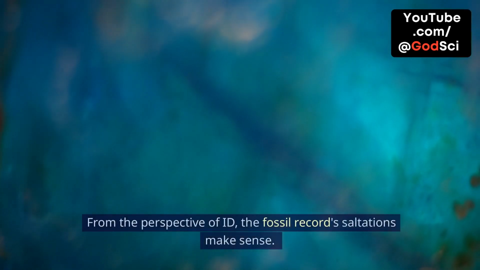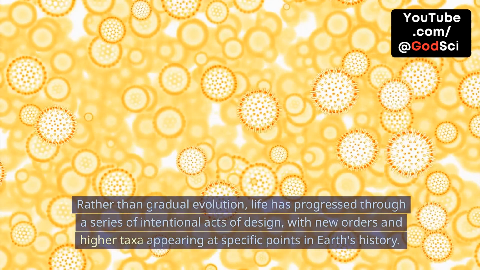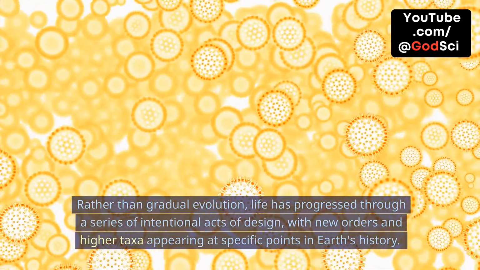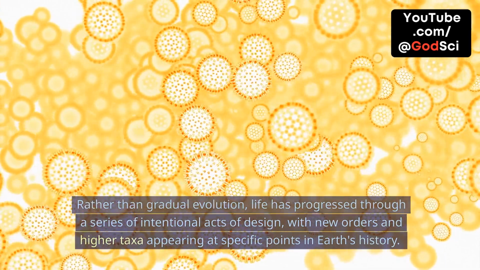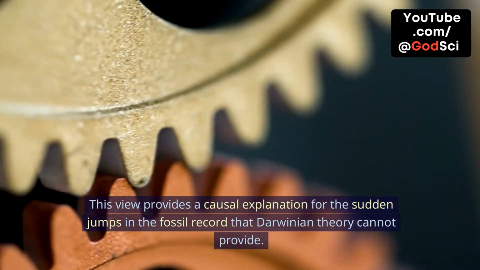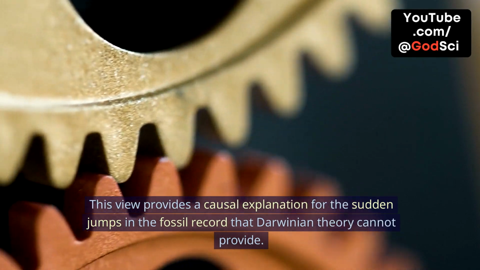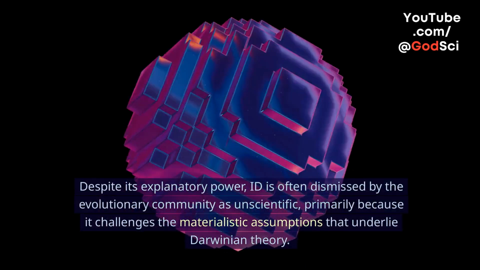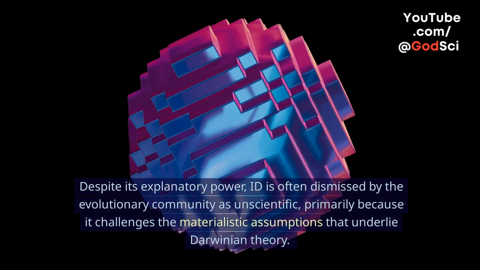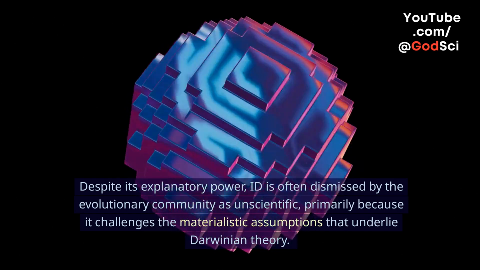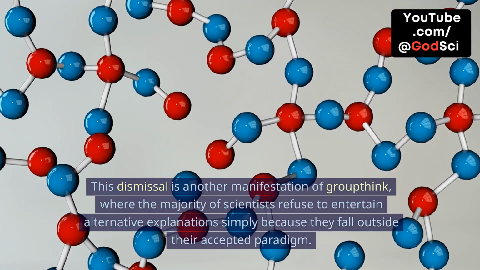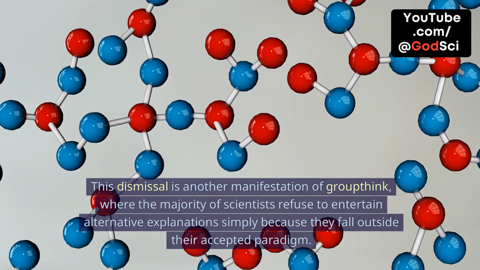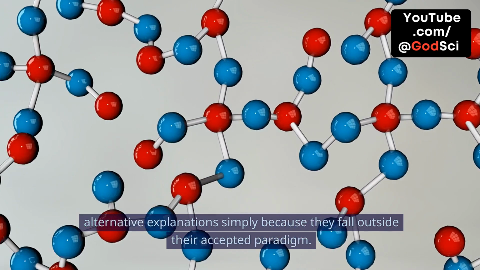From the perspective of ID, the fossil record's saltations make sense. Rather than gradual evolution, life has progressed through a series of intentional acts of design, with new orders and higher taxa appearing at specific points in Earth's history. This view provides a causal explanation for the sudden jumps in the fossil record that Darwinian theory cannot provide. Despite its explanatory power, ID is often dismissed by the evolutionary community as unscientific, primarily because it challenges the materialistic assumptions that underlie Darwinian theory. This dismissal is another manifestation of groupthink, where the majority of scientists refuse to entertain alternative explanations simply because they fall outside their accepted paradigm.